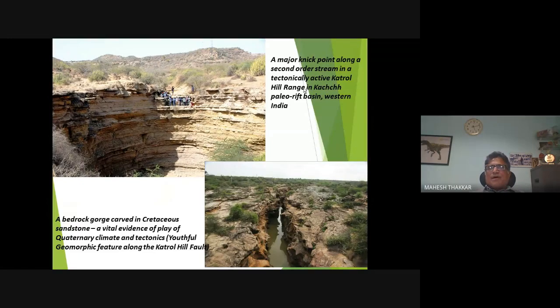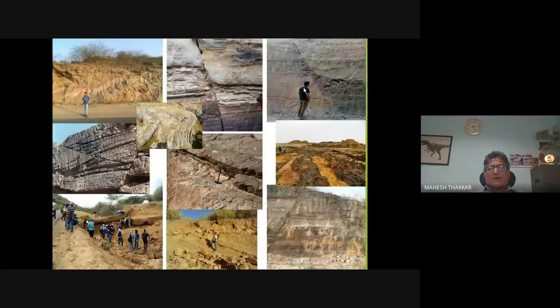There are major evidences of the nick points and gorges, which is seeing is believing. So once you come here and look with your eyes, seeing with your eyes, that is only believing. The photographs in the books or in the presentation will not fetch you good understanding, I tell you, and not satisfaction.